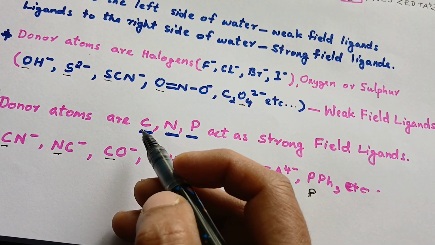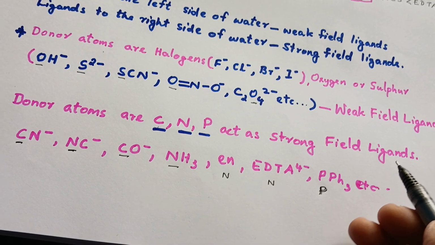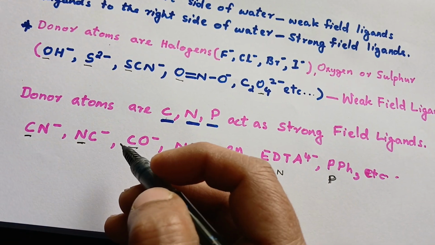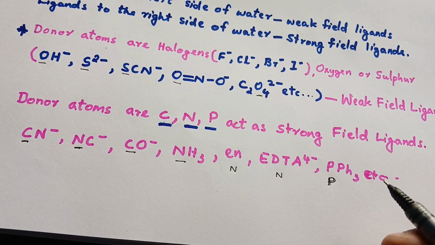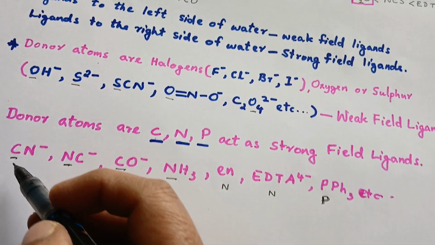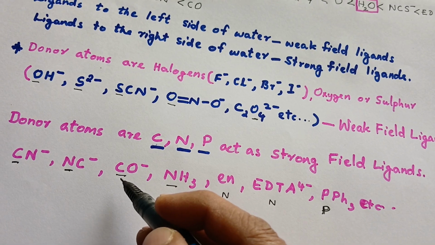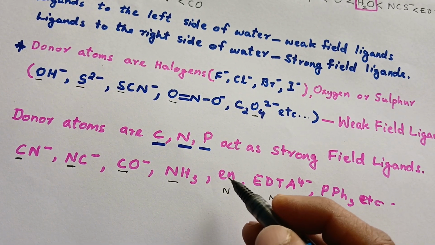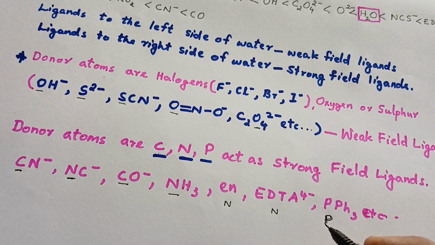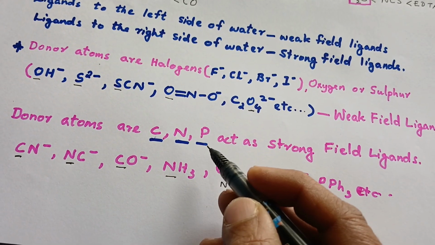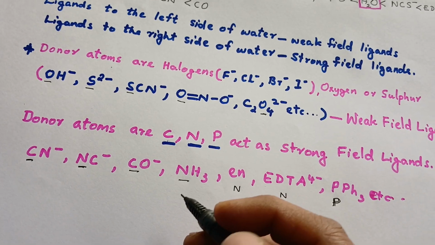Whereas if the donor atoms are carbon, nitrogen or phosphorus, then those ligands will act as strong field ligands, like in CN minus, NC minus, CO, NH3, en, EDTA 4 minus, PPh3, etc. The donors you have to identify. Here in CN minus it is carbon, in NC minus it is nitrogen, in CO it is again carbon, in NH3 it is nitrogen, en it is nitrogen, EDTA again it is nitrogen, and in PPh3 it is phosphorus. So if carbon, nitrogen or phosphorus act as the donor atoms, then they will be strong field ligands.